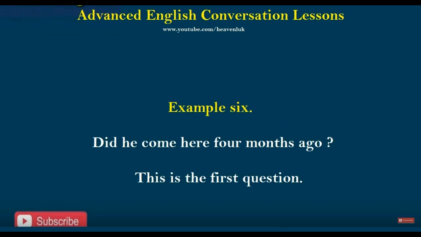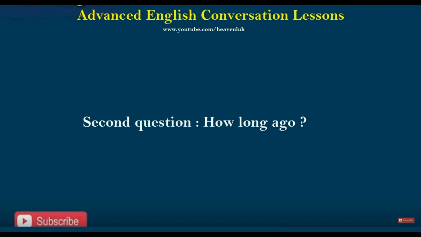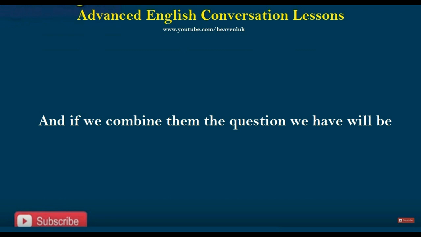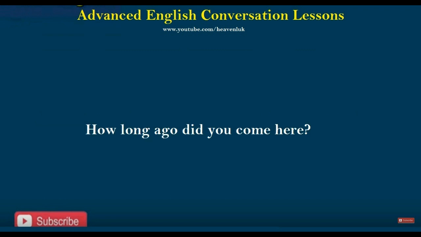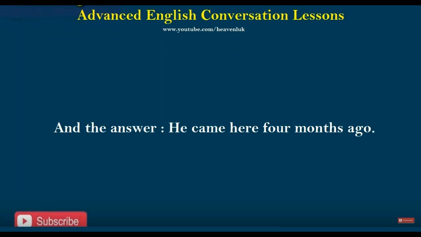Example 6. Did he come here 4 months ago? This is the first question. Second question, how long ago? And if we combine them, the question we have will be, how long ago did he come here? And the answer, he came here 4 months ago.